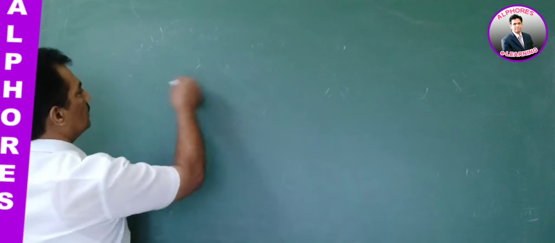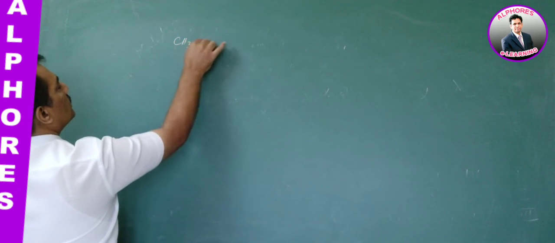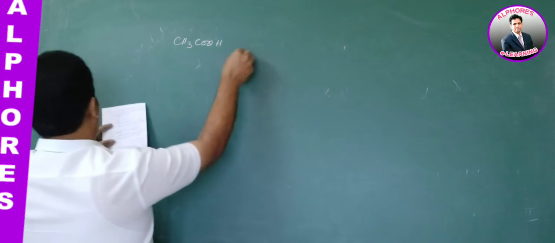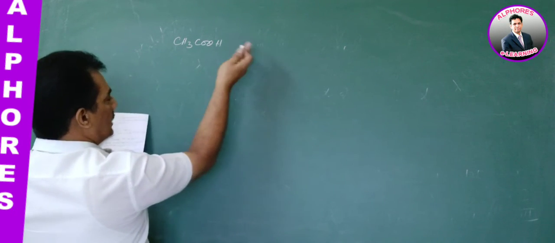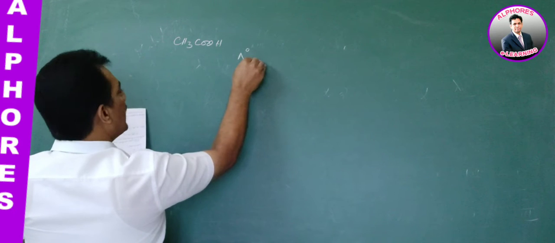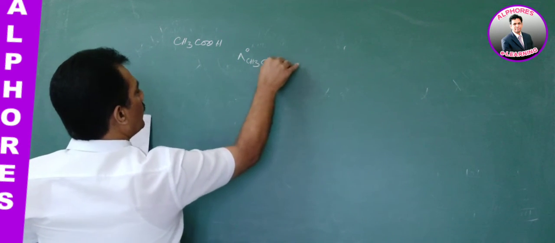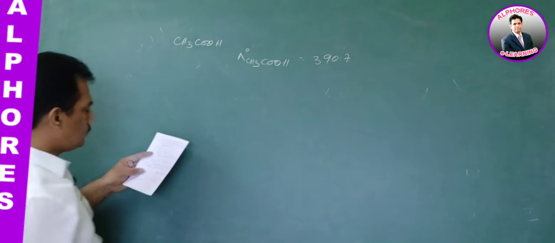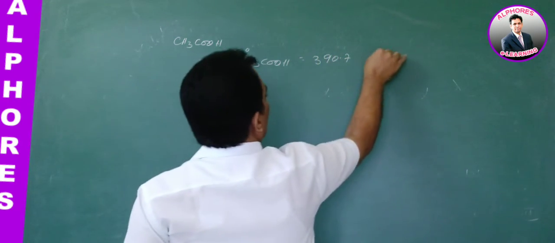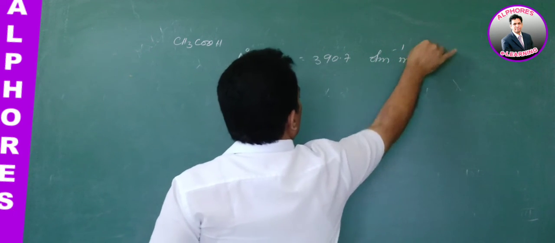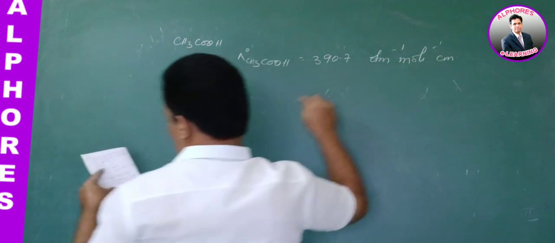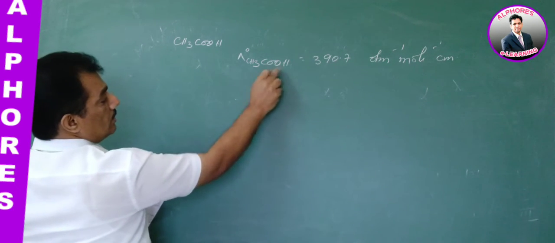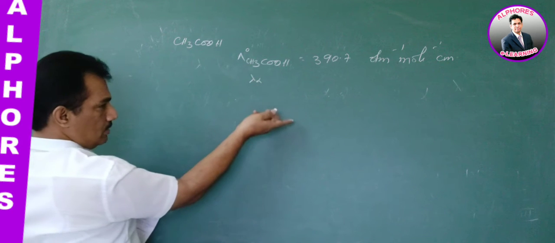Let me give that here. It is CH3COOH, it is given, and for that lambda naught, that is the conductance at infinite dilution, is given as 390.7 ohm inverse mole inverse centimeter square. And now calculate the molar conductance.